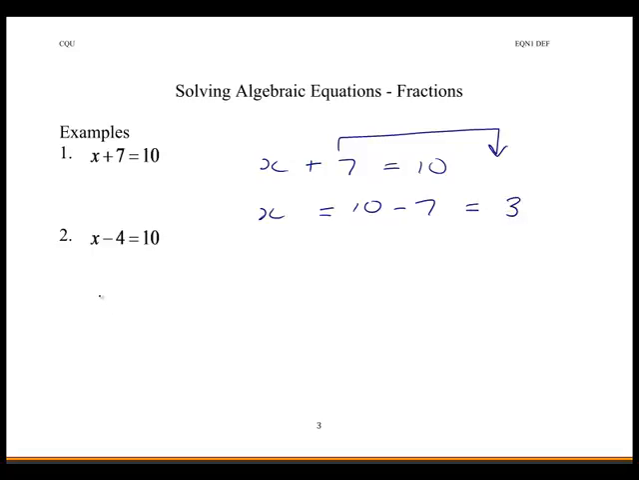Let's look at the next one here. Once again, in this situation we want to get negative 4 to the other side. So the opposite operation would be positive 4. Okay, the negative is part of it. So bring it across to the other side, and it is a plus now. So our answer is 14.